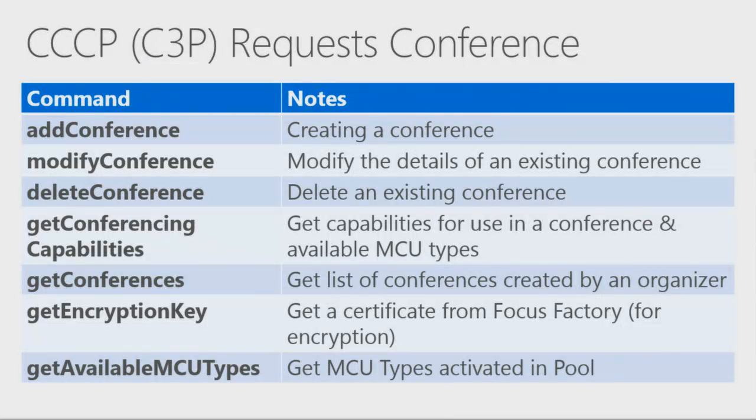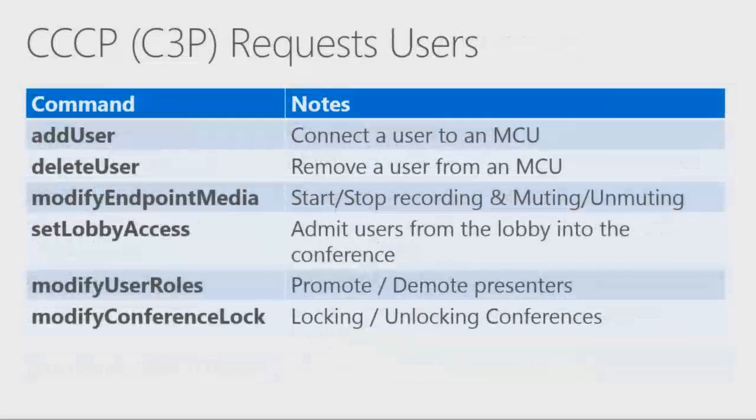And of course, we need to get a list of conferences as well. For example, can we get our static meeting? What are the configurations that go with that? And of course, there are other requests as well. For example, when a user joins a meeting, you will see add user. When a user leaves a meeting, it will be delete user. Of course, lobby access is also one of those, and conference log, for example.